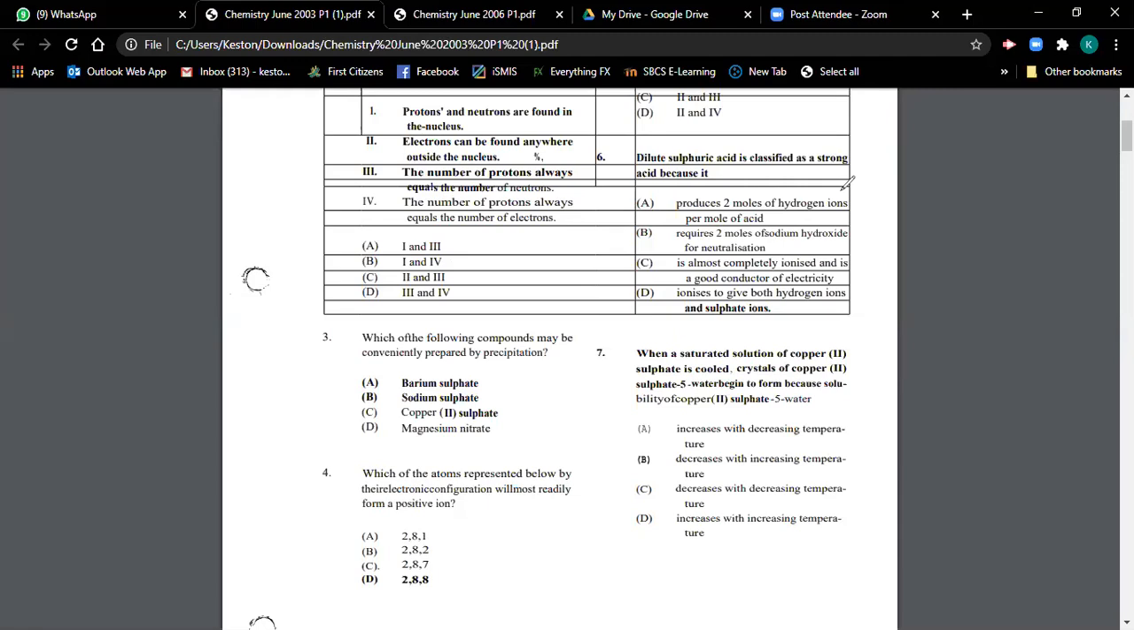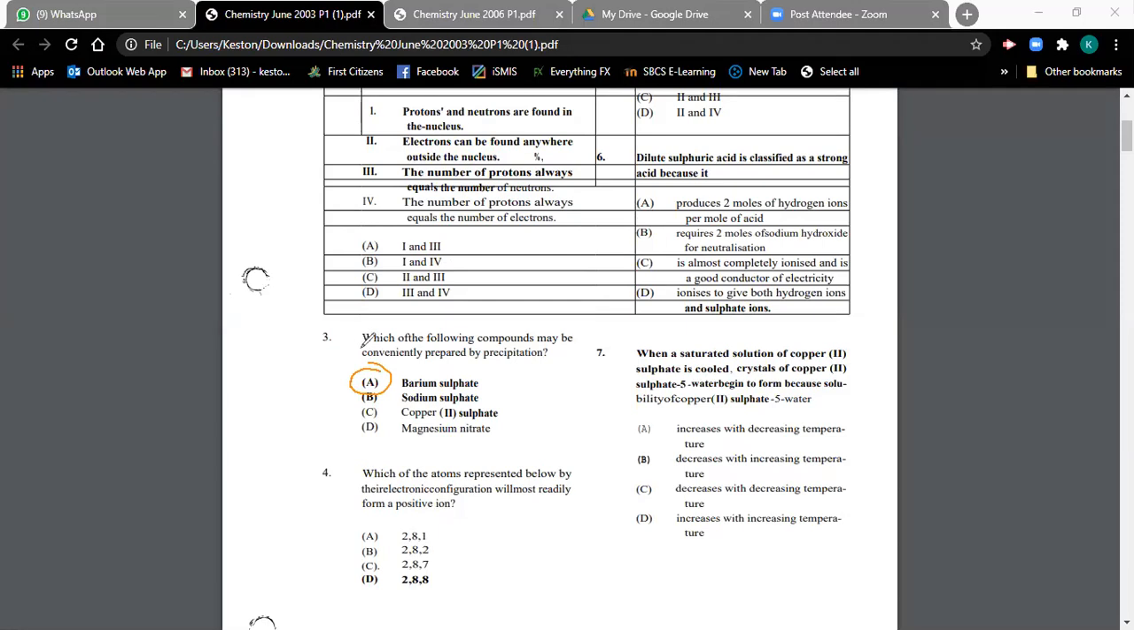So our sulfates are all soluble with the exception of lead and barium sulfate. So Navin is correct. A, barium sulfate is an insoluble salt. Sodium is soluble, copper sulfate, we know that. Magnesium nitrate, all the nitrates are soluble. Right? So A is the correct answer.